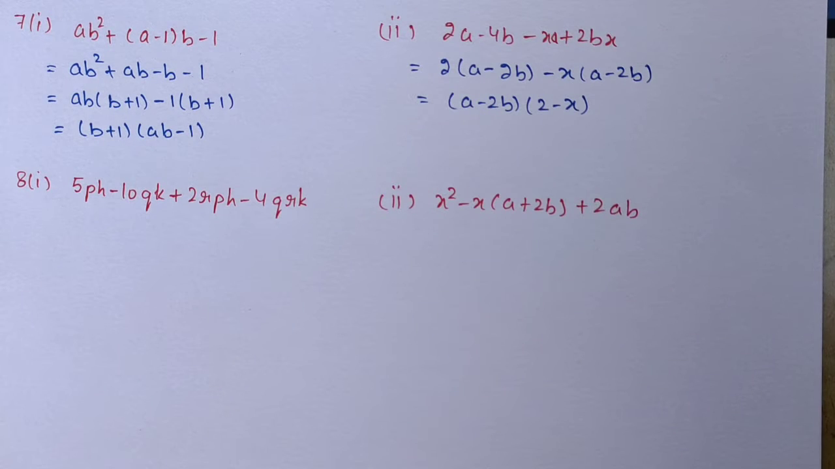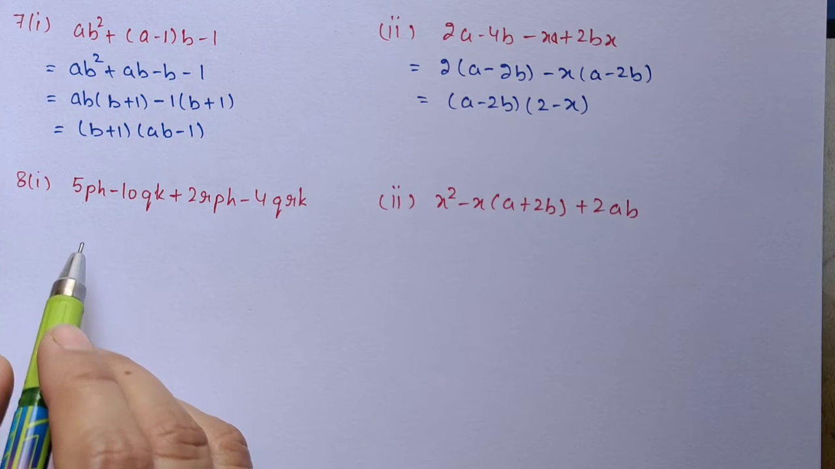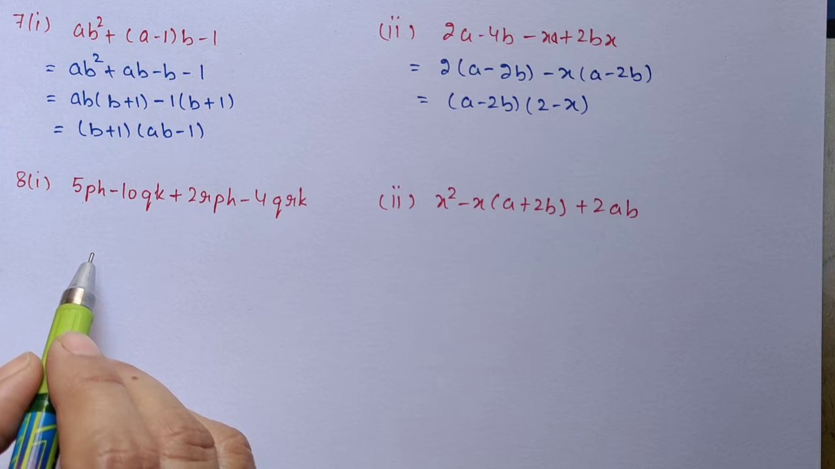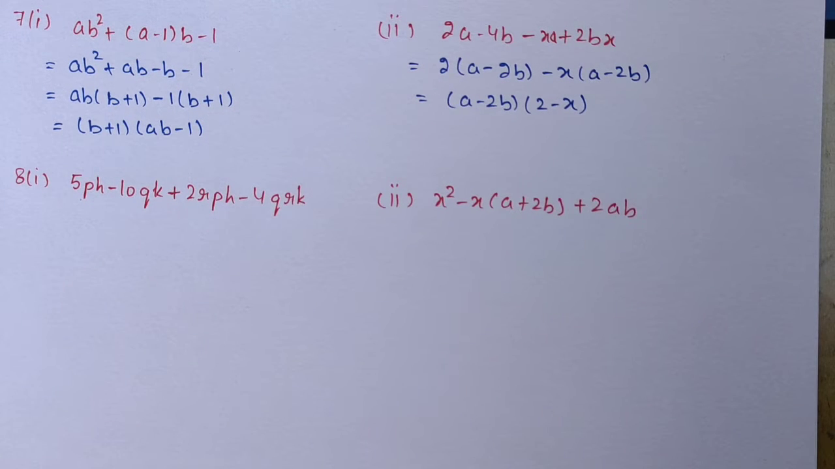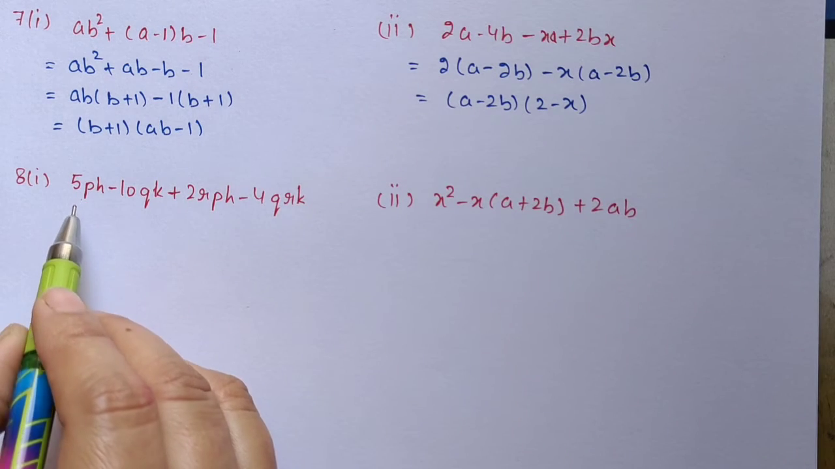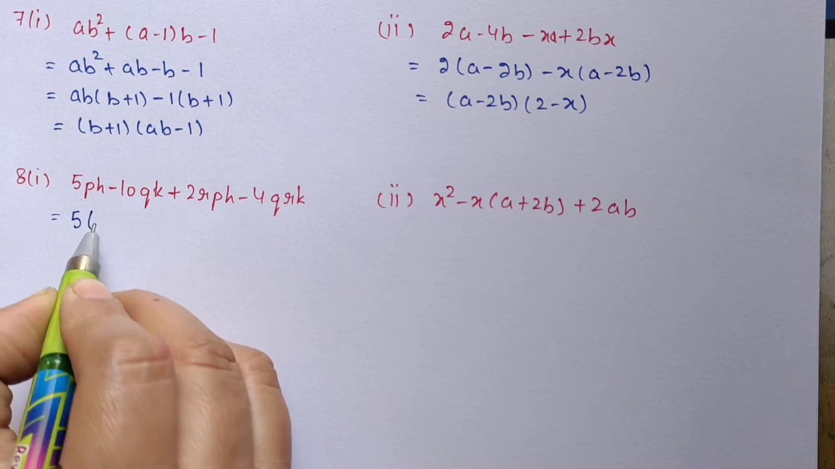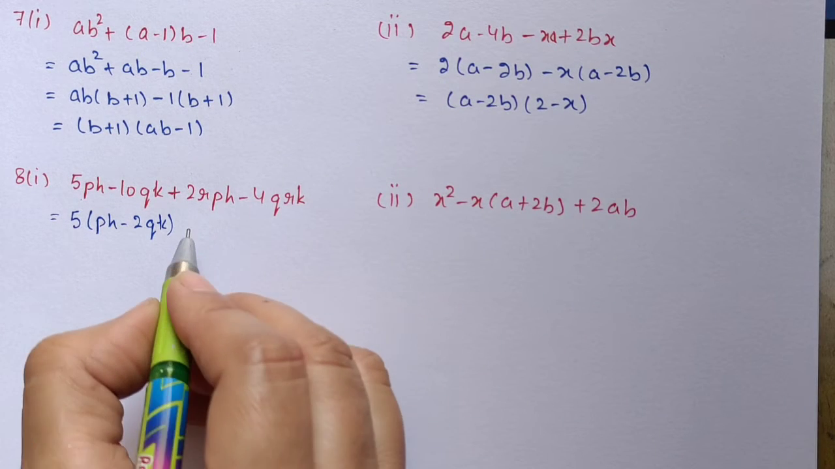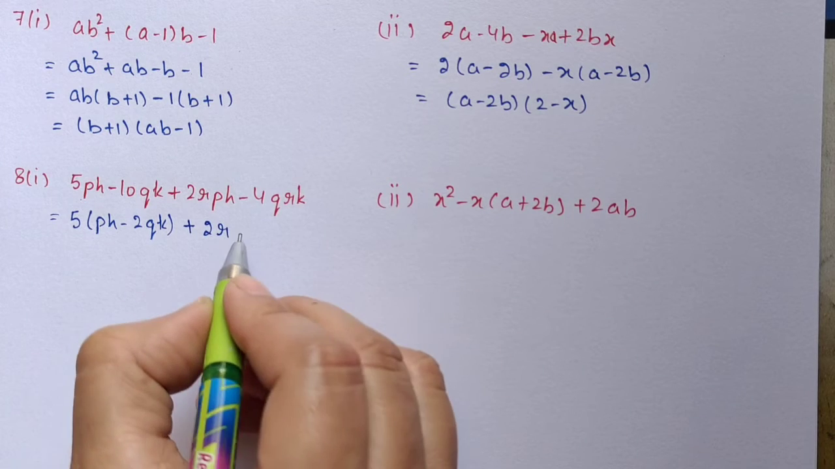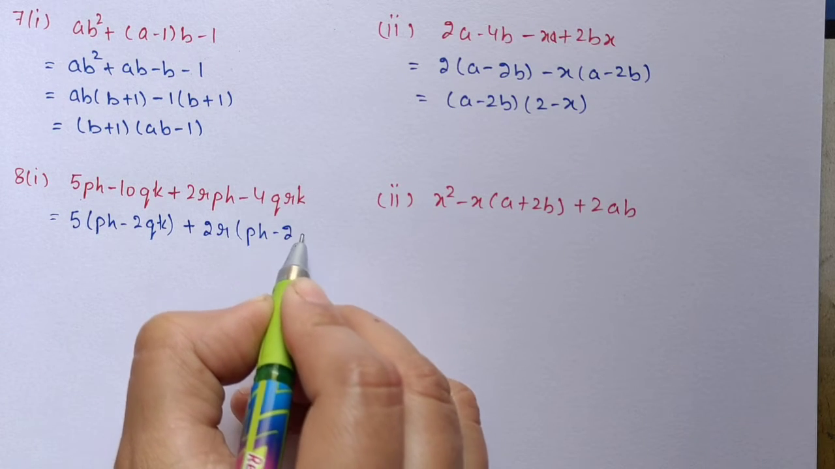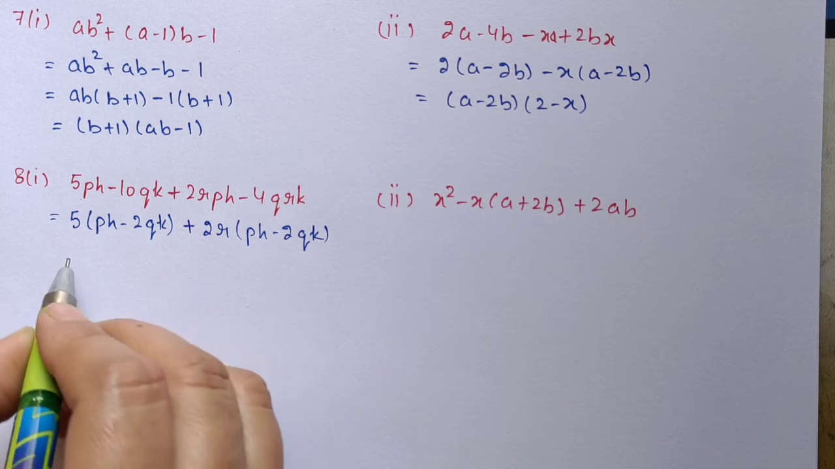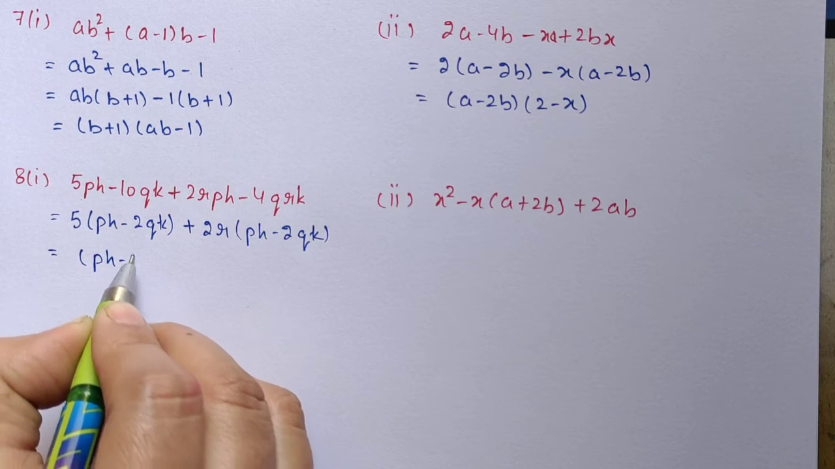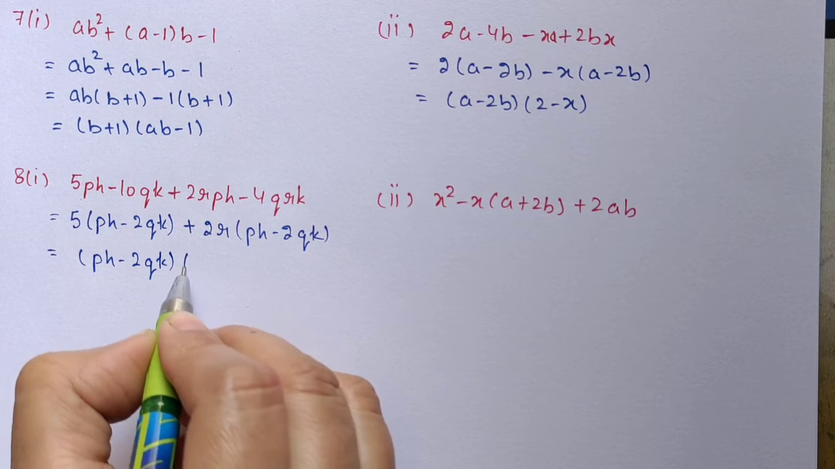8th question, first part: 5pH minus 10qk plus 2rpH minus 4qrk. So from the first two we can take out 5 as common, then inside the bracket pH minus 2qk. From the last two we can take 2 and r as common, then we have pH minus 2qk. Now this whole bracket pH minus 2qk we can take out as common, and another bracket will be 5 plus 2r.